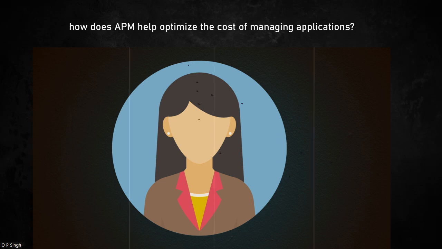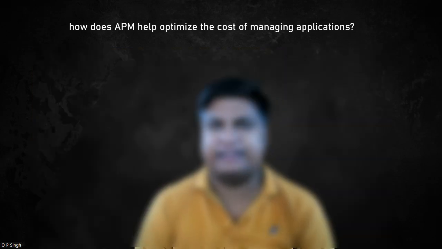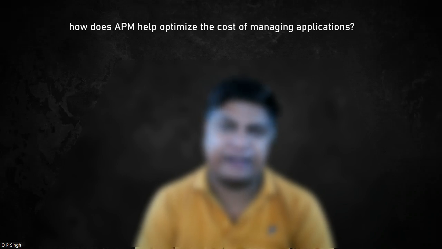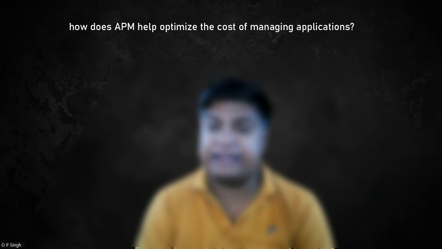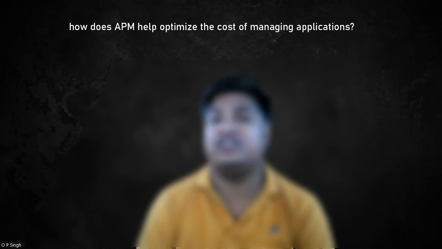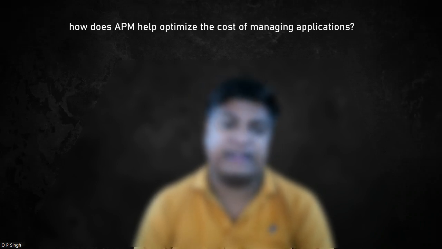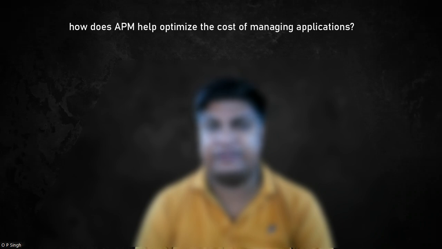How does APM help optimize the cost of managing applications? Yes, all these things that we are doing in APM are there to reduce the cost. So APM optimizes the cost by identifying the redundant applications, reducing spend on non-critical applications, and highlighting the areas where applications need more modernization and upgrade. So by consolidating and rationalizing these applications, it helps organizations to reduce overall cost and improve the operational efficiency as well.